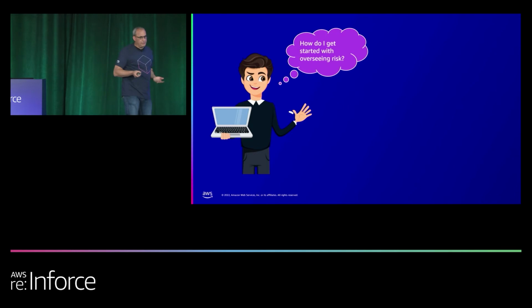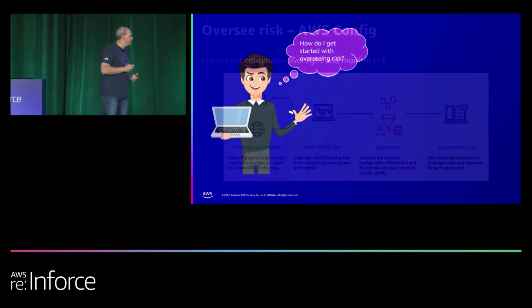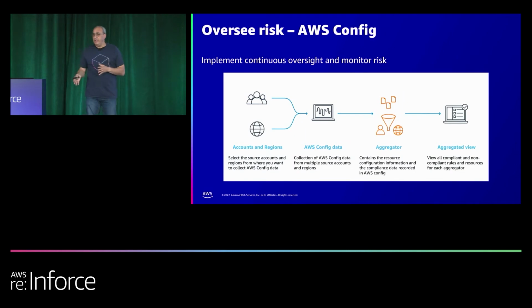Okay, so we talked about the first line. We spent quite a bit of time there because it's foundational, it's important. Let's talk about the second line of defense. John quickly realizes, okay, so I need to get started with overseeing risk. What are some of the services that I can use to oversee risk for that second line of defense? Let's talk about that.